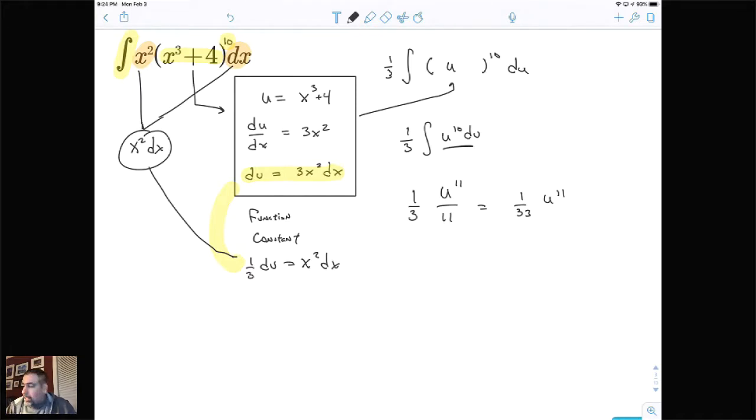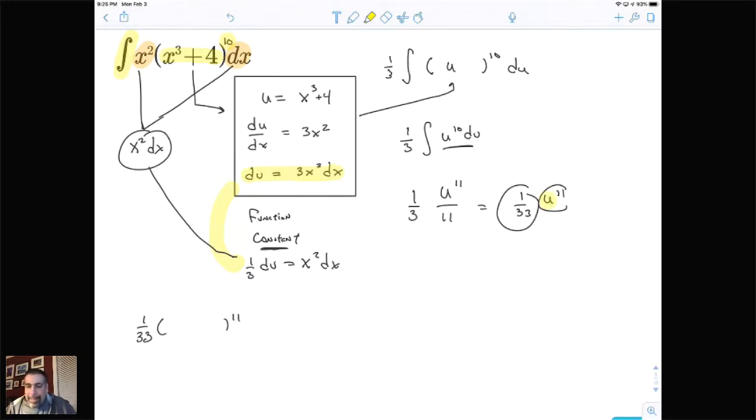But because this question was asked in terms of x's, we really need to answer it back in terms of x's. So we've got to go through the process again of transferring this back away from our u variable into our x variable. So the first thing we're going to bring back is that 1 over 33. Again, that's a constant, so we can bring this back no problem. Then what we've got is this something raised to the 11th. That is a function, so I can bring that back no problem. And then the only thing left to bring back is this u value.